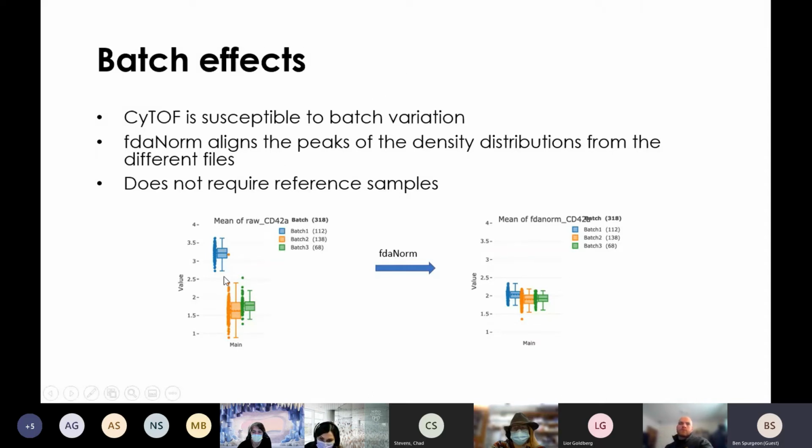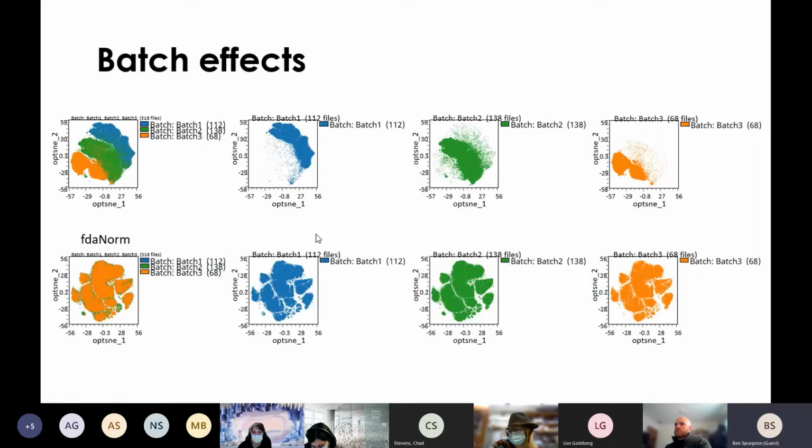And so looking at these graphs, we've got 3 different batches of samples. Batch 1 is blue, 2 is orange, 3 is green. And this is just for one of our, probably the worst affected marker, which was CD42a, which was very, very high in batch 1 and much lower in batches 2 and 3. And after we put the data through fdaNorm, this normalized the signal across all 3 batches. And we're still evaluating this tool.